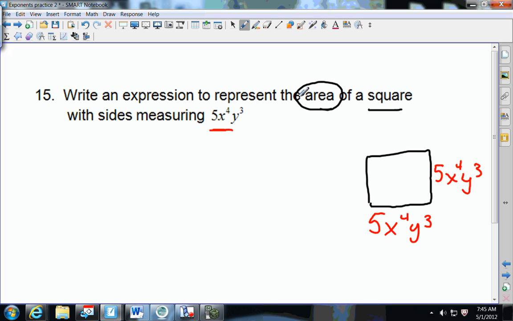I know that area of a square is length times width. Does that help you now? Are you able to figure out what you're supposed to do? To write the expression, you would take the length and multiply it by the width.